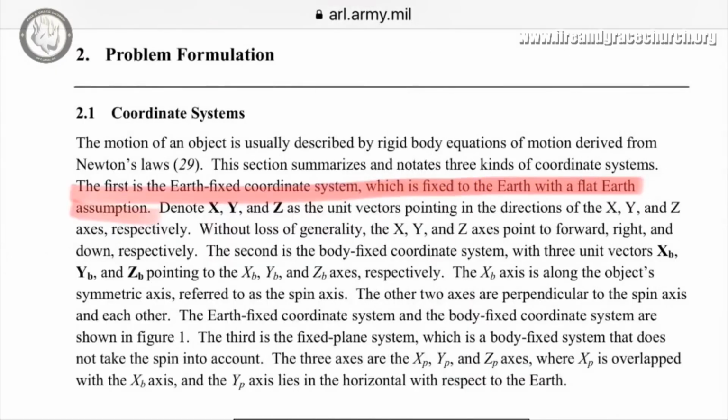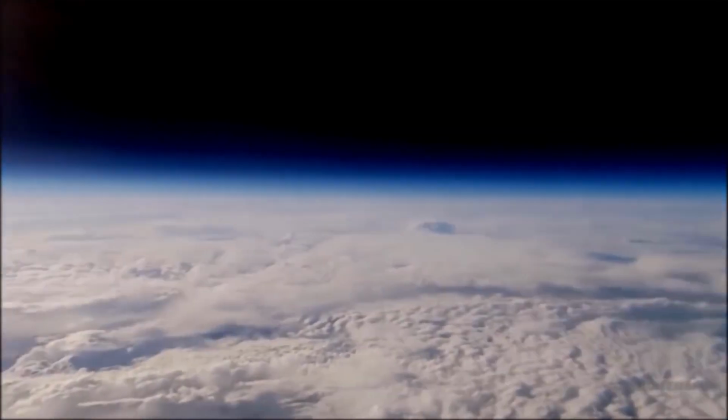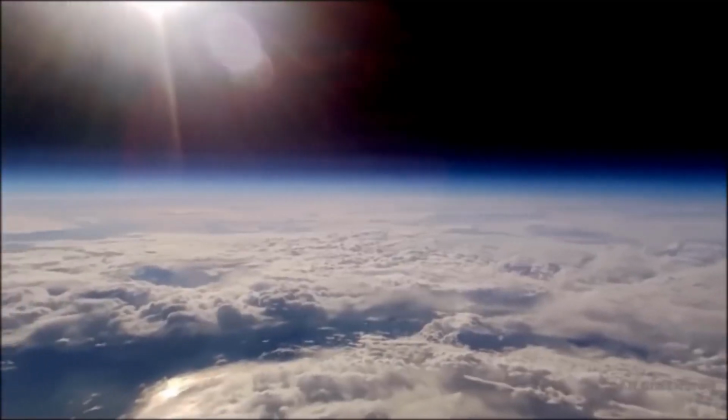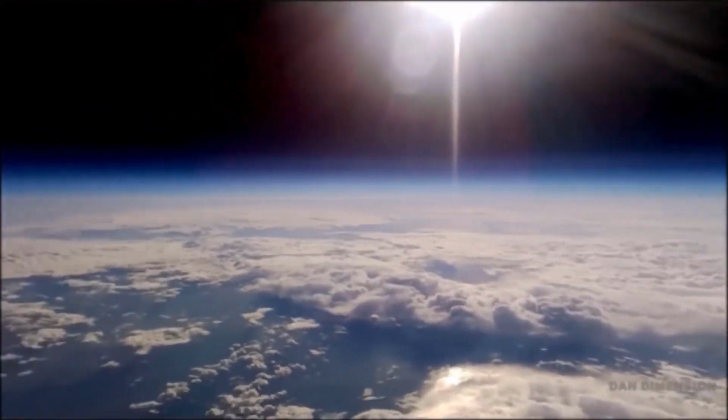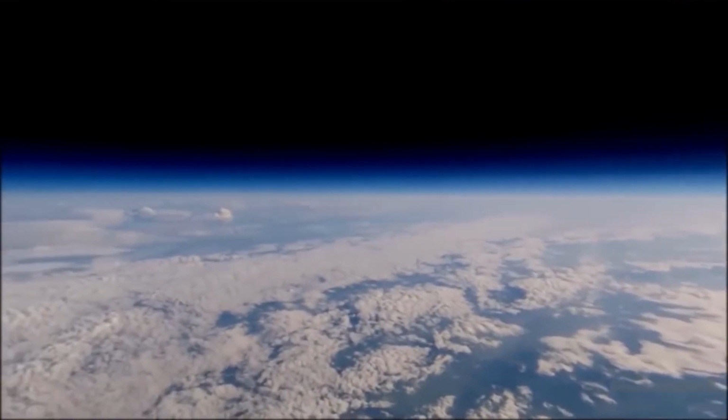Problem formulation, coordinate systems. The motion of an object usually described by rigid body equations of motion derived from Newton's laws. This section summarizes and notates three kinds of coordinate systems. The first is the Earth fixed coordinate system, which is fixed to the Earth with a flat Earth assumption.